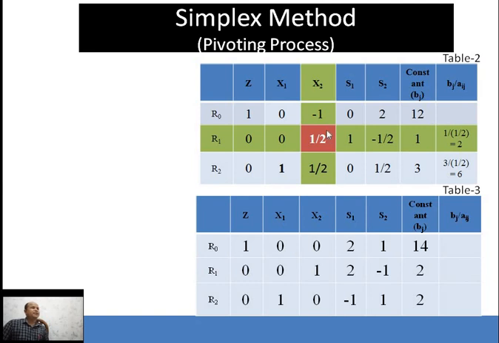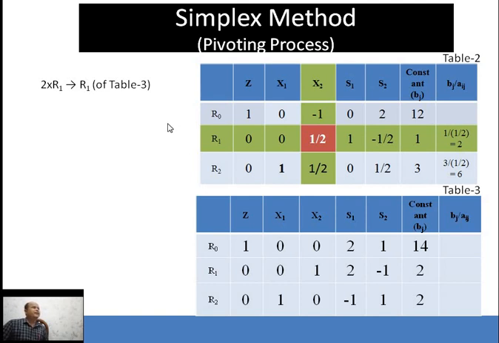Now here this half is the pivot element because it is the common element of the pivot column and pivot row. Now taking this half, we have to convert this minus 1 value of R0 into 0, and this half value of R2 into 0, and this half of R1 should be converted into 1. Now how can it be converted into 1? Since it is 1 by 2, if we multiply it by 2, then it will become 1, and accordingly the other elements will change.